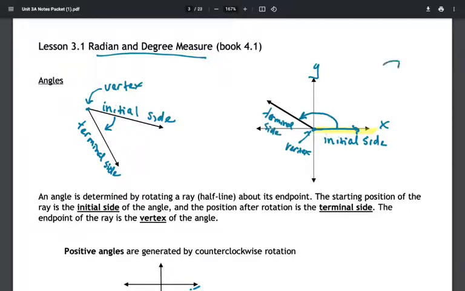Now I went counterclockwise with that rotation. I could have gone clockwise, which would have just made it where the angle would have gone in this direction. And we're going to talk about different directions and what that means about our angle next. So let me move this up.